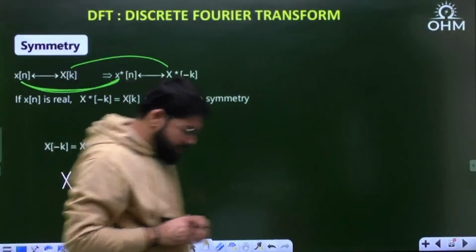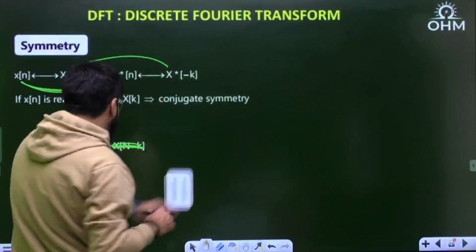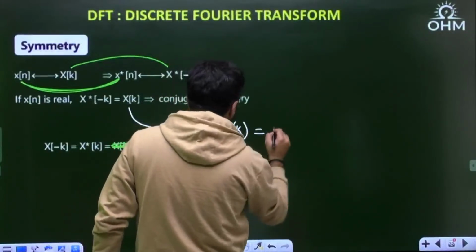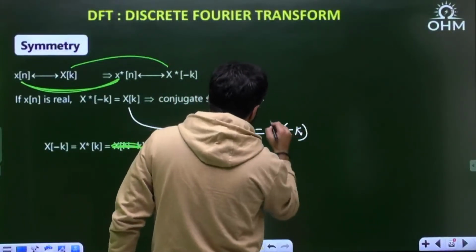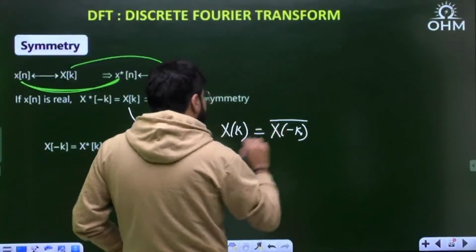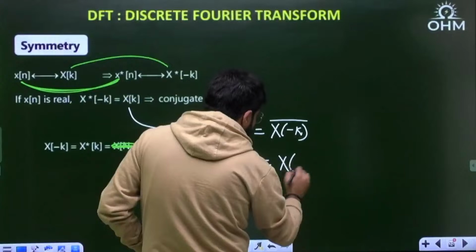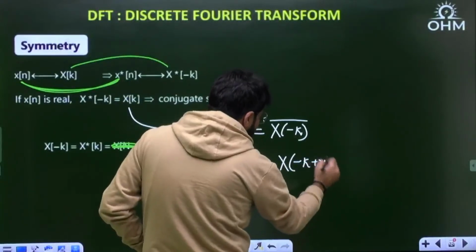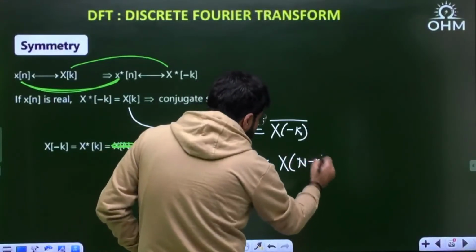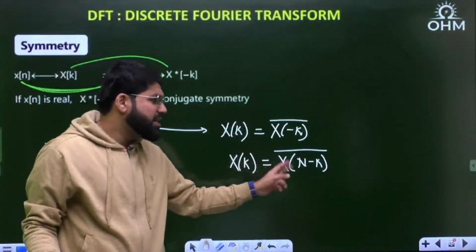But we know that the DFTs are periodic. Let me write it in the reverse manner, easier for understanding. What I am writing here is X[k] is given by X[minus k] conjugate. Because DFTs are periodic with period n, X[minus k] is also equal to X[minus k plus n]. So any X[k] can be written as X[n minus k] whole conjugate.